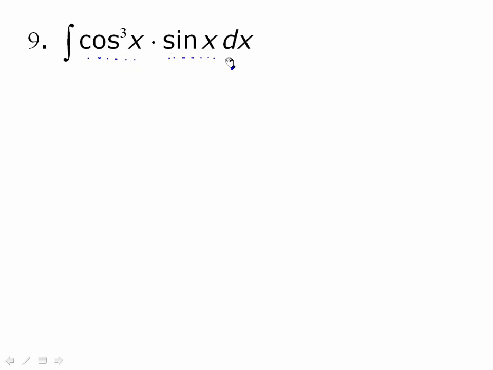The issue that most people have, they recognize that they're going to have to use a substitution because you've got two trig functions in there. But they don't really know what. And you also recognize that because the nature of the derivative of cos is sine, the derivative of sine is cos, give or take a negative, that they know that this is a chain rule problem. And you have to decide what the substitution is going to be.